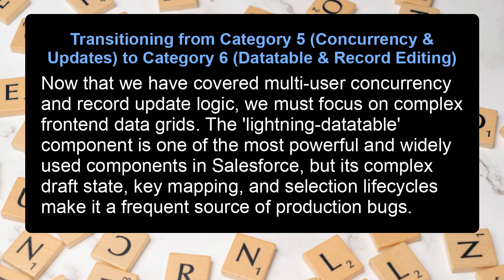Transitioning from Category 5, Concurrency and updates, to Category 6, Datatable and record editing. Now that we have covered multi-user concurrency and record update logic, we must focus on complex front-end data grids. The Lightning Datatable component is one of the most powerful and widely used components in Salesforce, but its complex draft state, key mapping, and selection lifecycles make it a frequent source of production bugs.